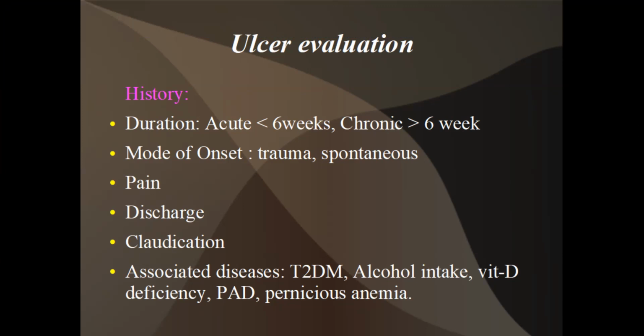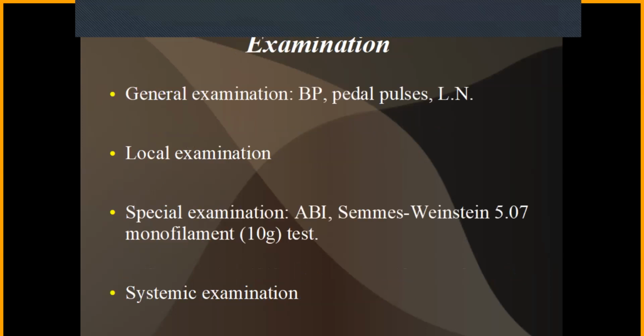Then we have to ask about the mode of onset, whether it is secondary to trauma or it is developing spontaneously, because a lot of diseases we face in routine OPD, where there is spontaneous development of the ulcer. Even if the ulcer is because of the trauma, then also we have to take the history of underlying other comorbidities like the vascular diseases and diabetes mellitus.